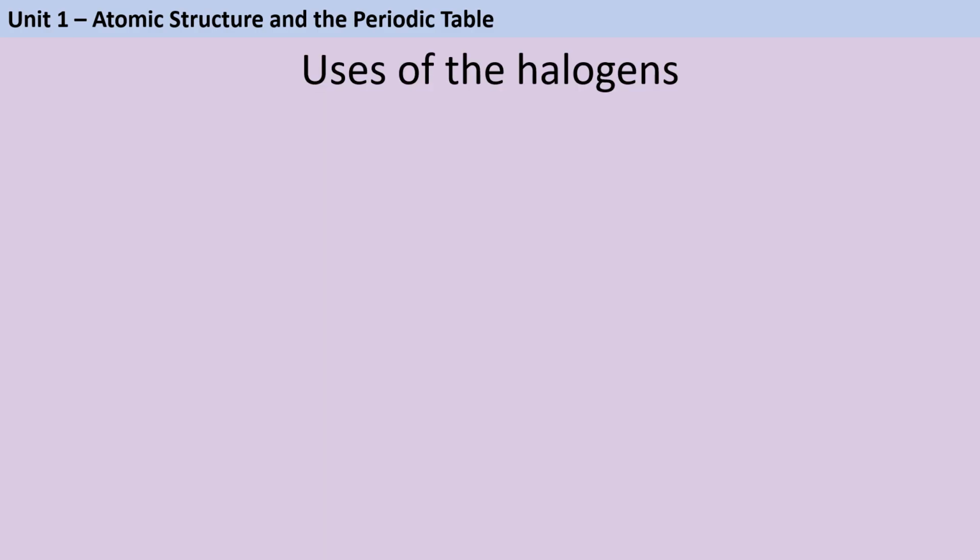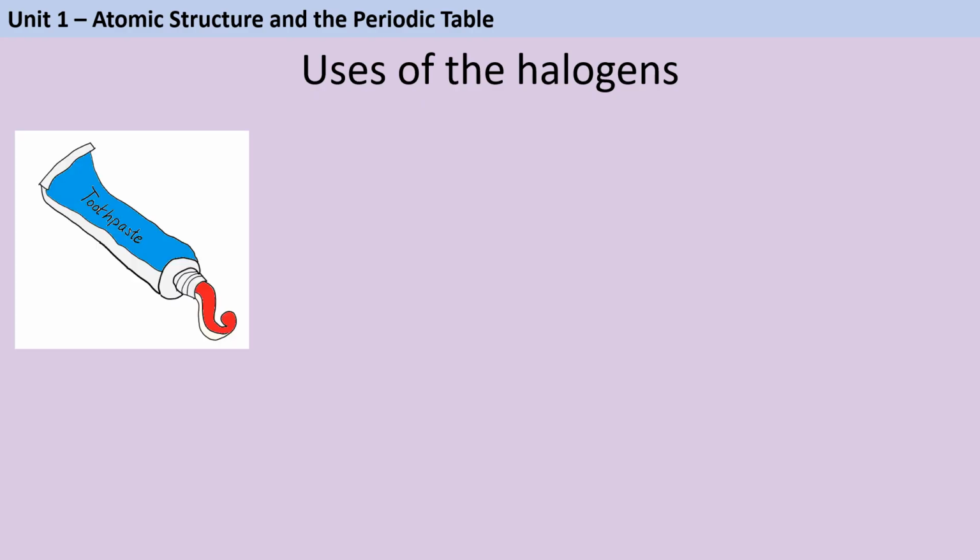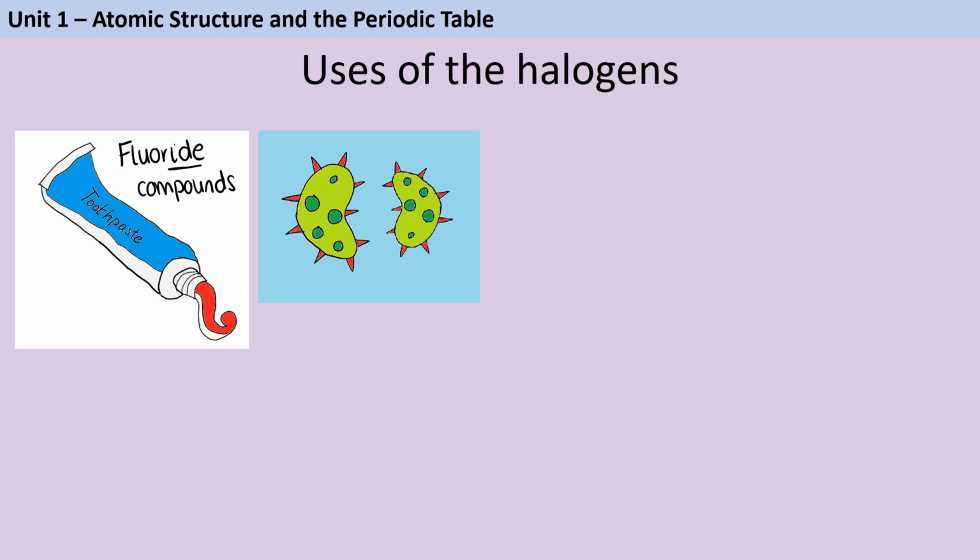The first 4 halogens are useful and important for our everyday lives. Even though fluorine on its own can be quite dangerous, compounds containing fluorine, known as fluorides, can help to prevent tooth decay, and so they're added to toothpaste and also to about 10% of the drinking water in the UK. Chlorine can be used to kill harmful pathogens or bacteria in a process known as sterilisation, so chlorine is added to our drinking water and also to swimming pools.